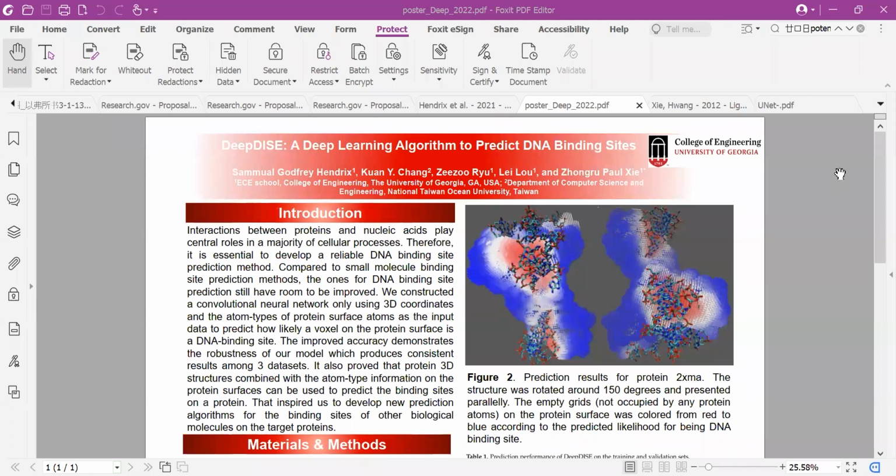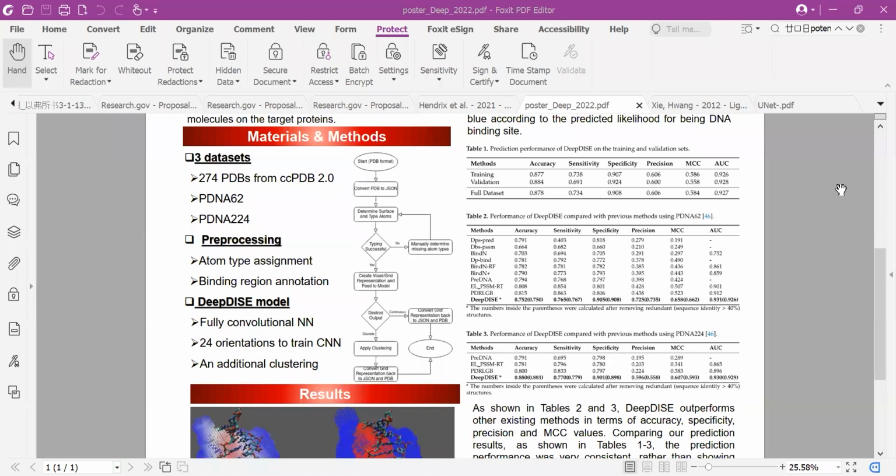So we would like to integrate deep learning technology into our previous binding site prediction method. To avoid overfitting, we prepared 3 independent data sets. We collected 274 PDBs of DNA binding proteins for training sets and downloaded 2 test sets published in previous studies, containing 62 and 224 PDBs respectively.